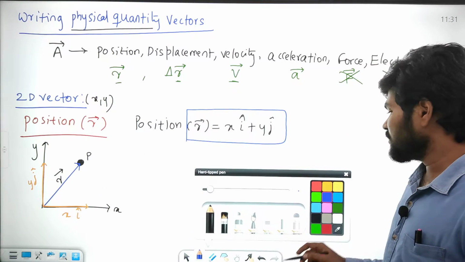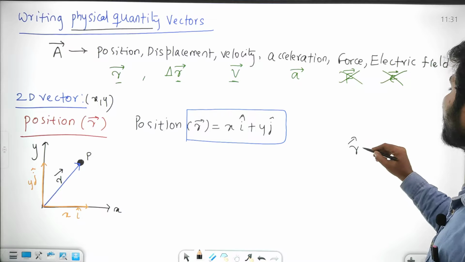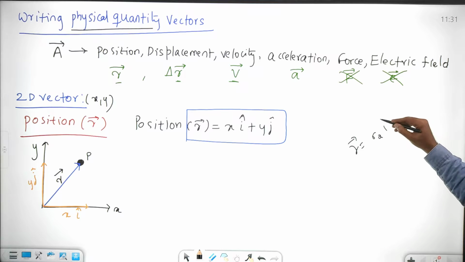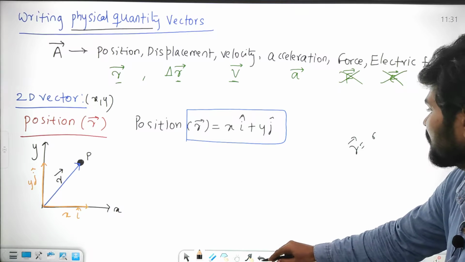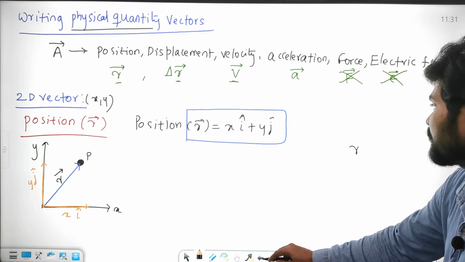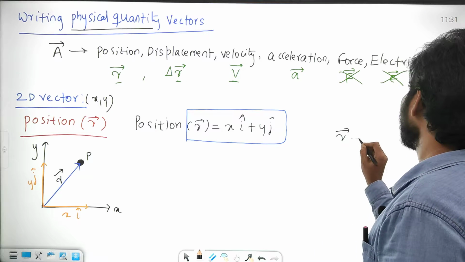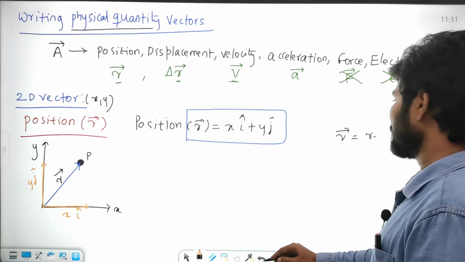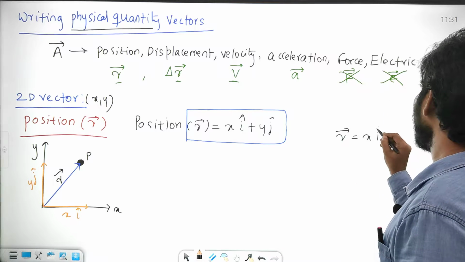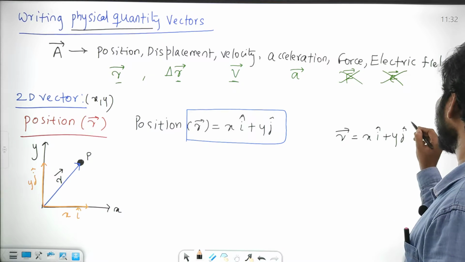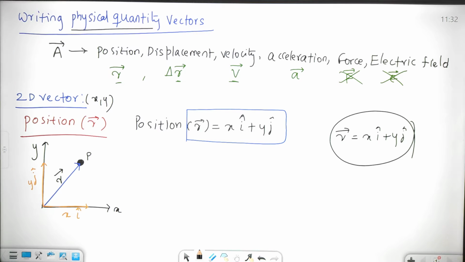If anyone asks what the position vector is, write immediately: the position vector is x component i cap plus y component j cap. This is the position vector. Please remember it. Next, we will discuss writing the displacement.